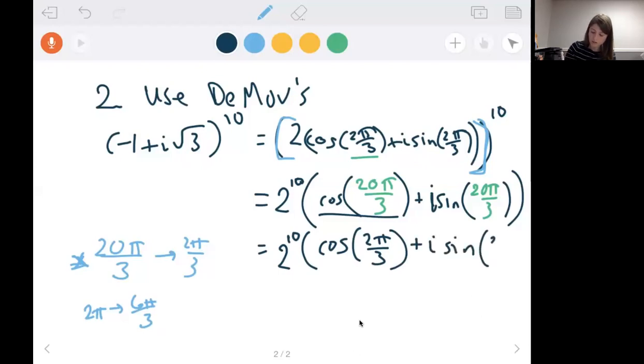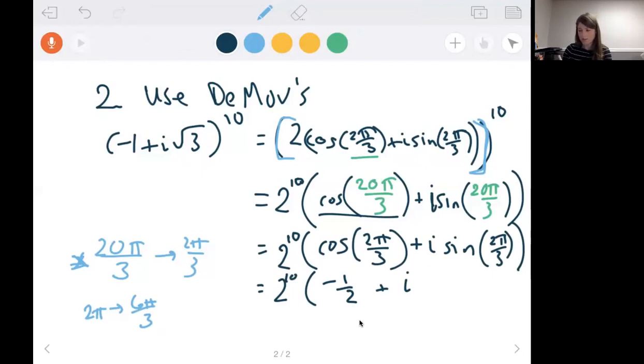But the 2 pi over 3 here, I can now go back to my unit circle and think about what those values are. So cosine of 2 pi over 3, looking at our unit circle, is -1/2. So we're kind of moving it back to that standard form. And then I times the sine of 2 pi over 3, that's going to be square root of 3 over 2.